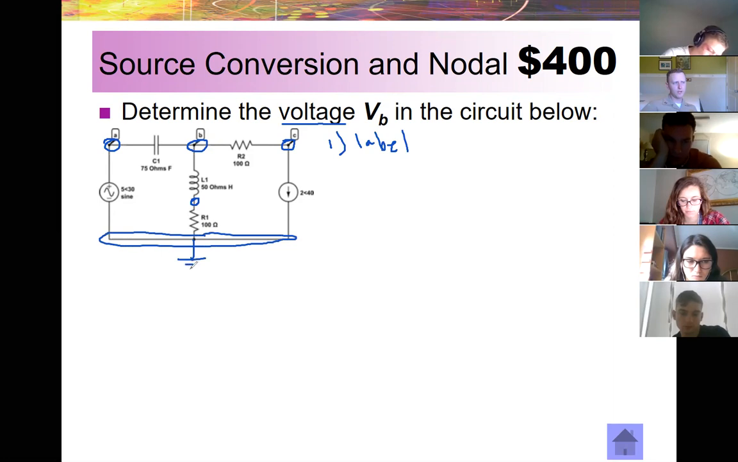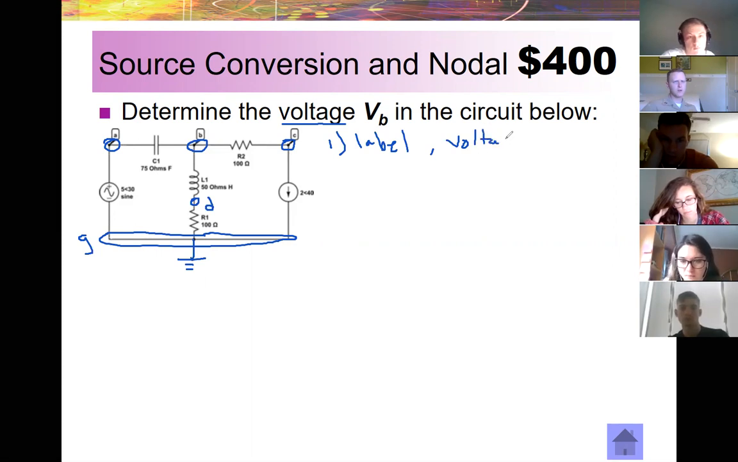So we can label it, I usually label it G, and then I'll label this D for now, just so that we can remember to consider it whenever we're doing our nodal analysis. So I label the nodes, and I guess you could also say label the nodes and voltages. Or is that my second step? I forget. Either way, the voltages.